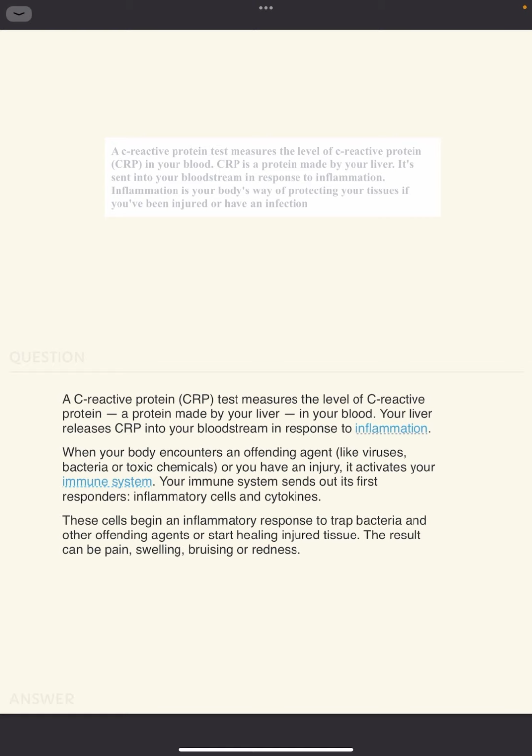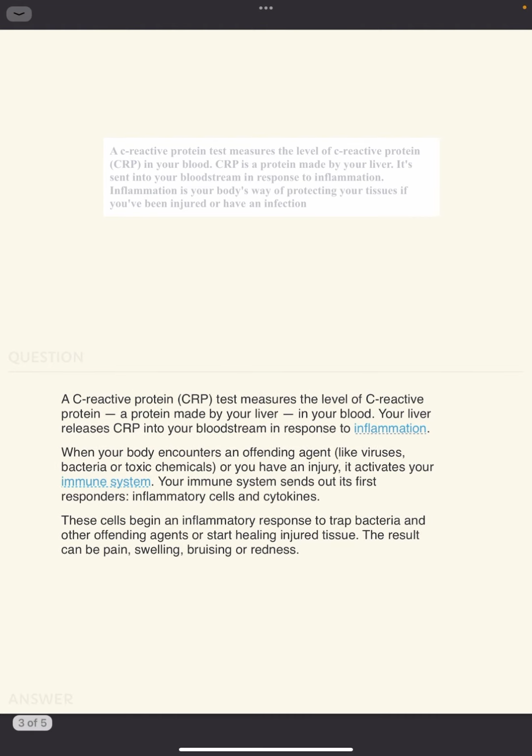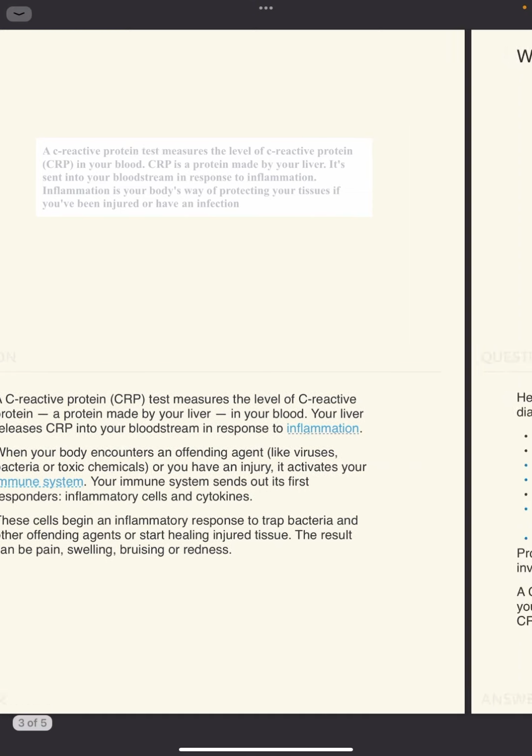For that, the primary defense mechanism, inflammatory cells and cytokines, are sent. These cells begin an inflammatory response. They trap, they do their macrophagic activities against that bacteria and virus. They also plan for healing. They start healing the injured tissues for the recovery process. This results in pain, swelling, bruising and redness. These are the primary signs of inflammation.